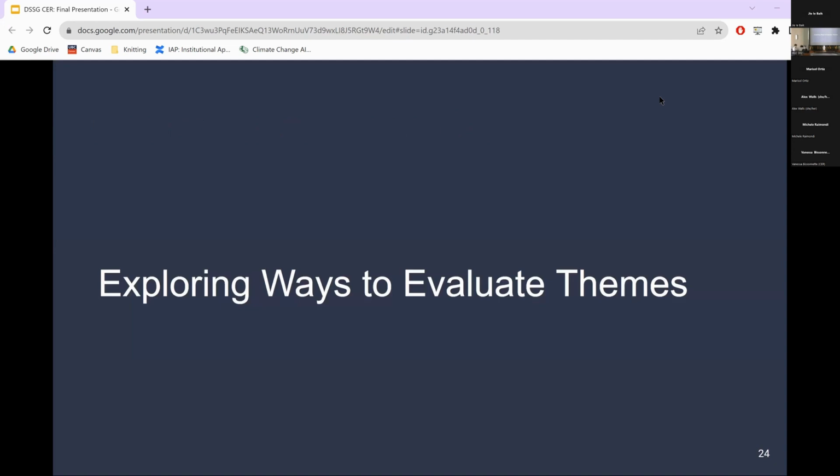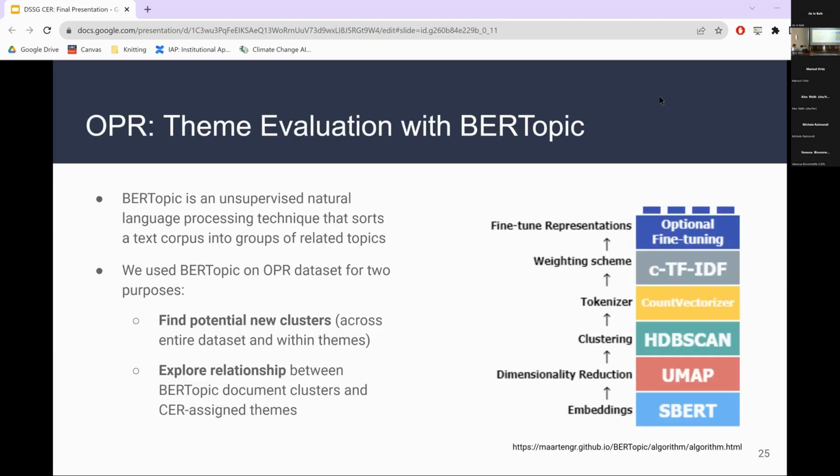So after we completed our classification models, we wanted to explore alternate ways of evaluating our themes to see if there's anything we could do that was maybe unsupervised that would also provide useful information to CER. We did this using BERTopic. BERTopic is an unsupervised natural language processing technique that sorts a text corpus into groups of related topics, leveraging BERT's embeddings. We used BERTopic on the OPR dataset, and we looked at 2 specific purposes.